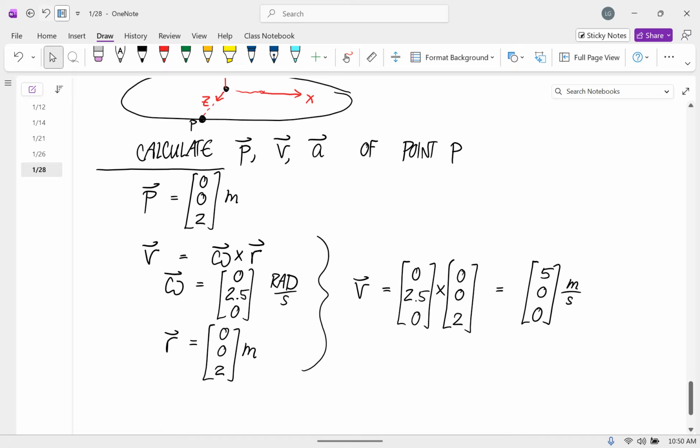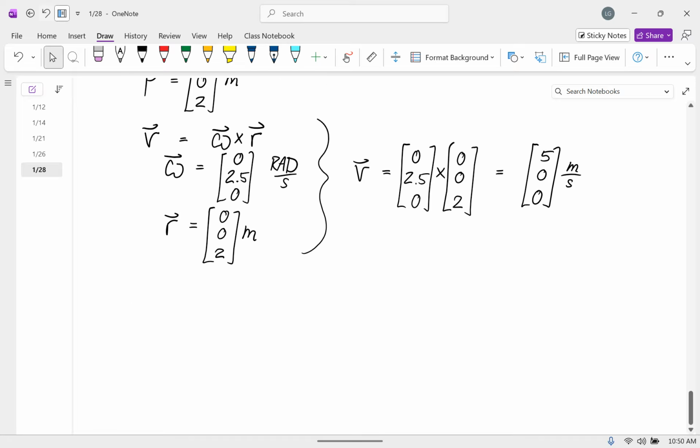Okay, so now let's go to calculating the acceleration of that point.